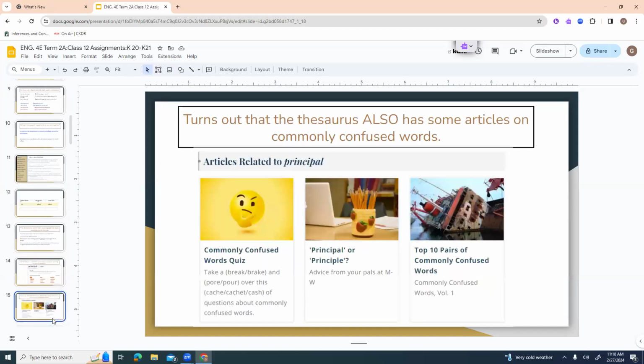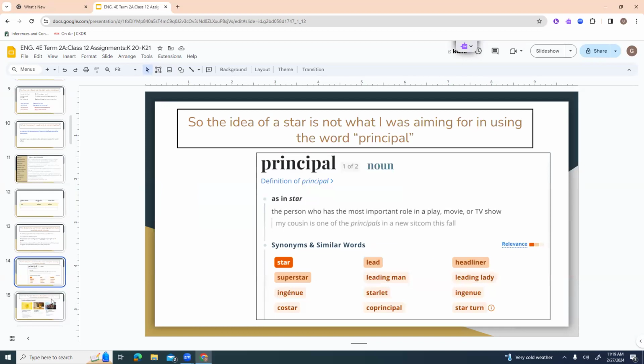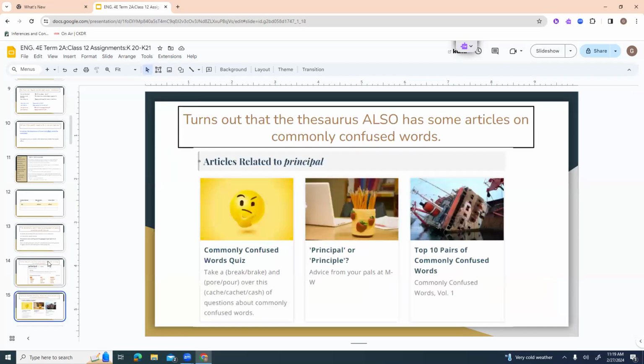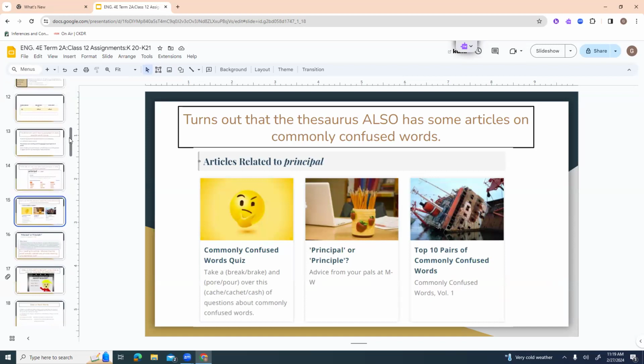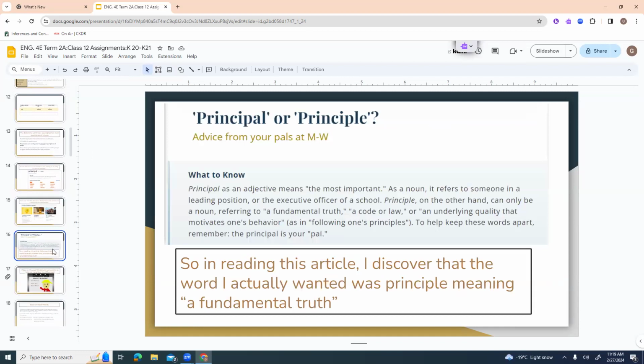Let's see. So I was confused. I wasn't aiming for the idea of star, right? I was thinking of something else. The thesaurus also had some articles on commonly confused words after this round of synonyms. So when I went over here to the middle, principal versus principle, I looked it up to see what some of the issues were. And over here, there are other commonly confused words if you wanted to look things up. This is from the online dictionary, by the way, in case you're wondering.